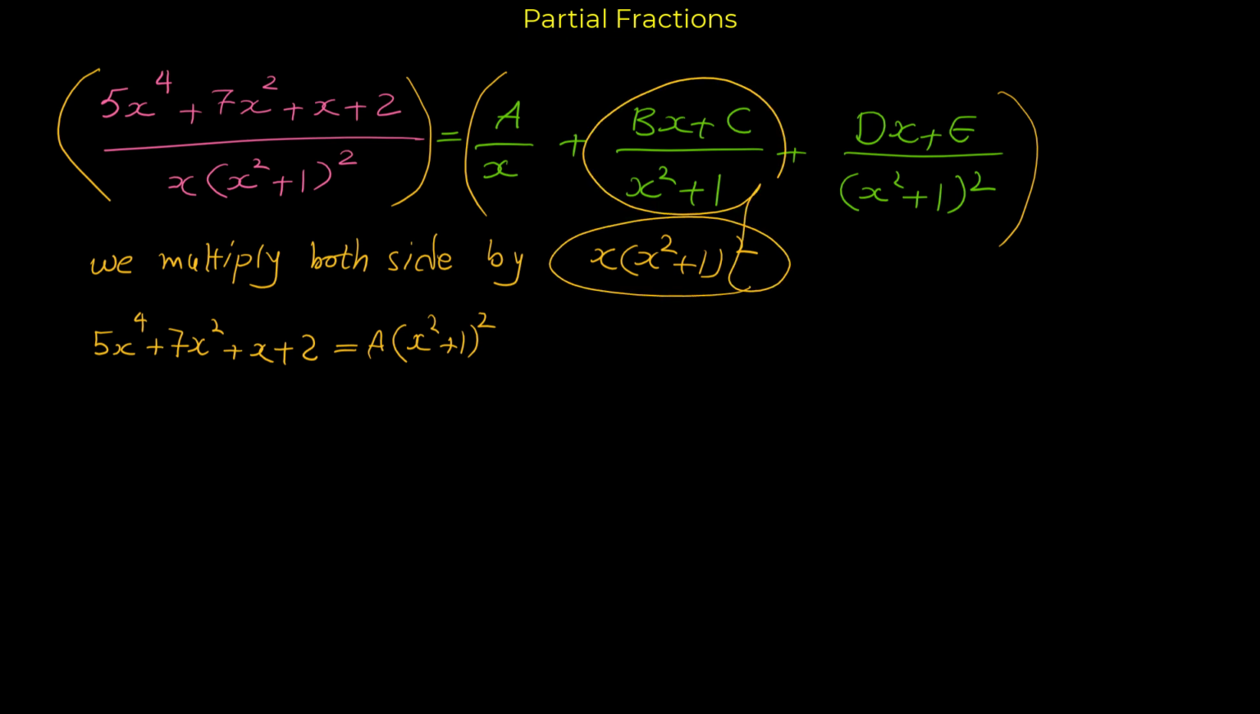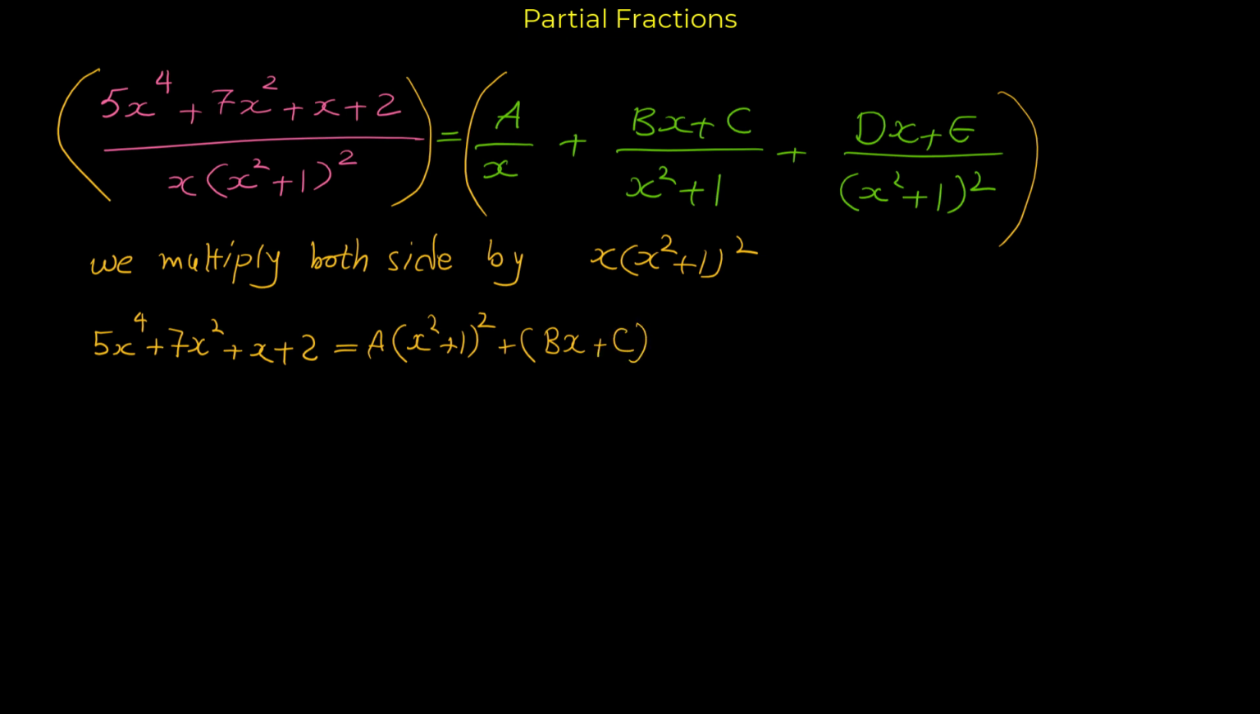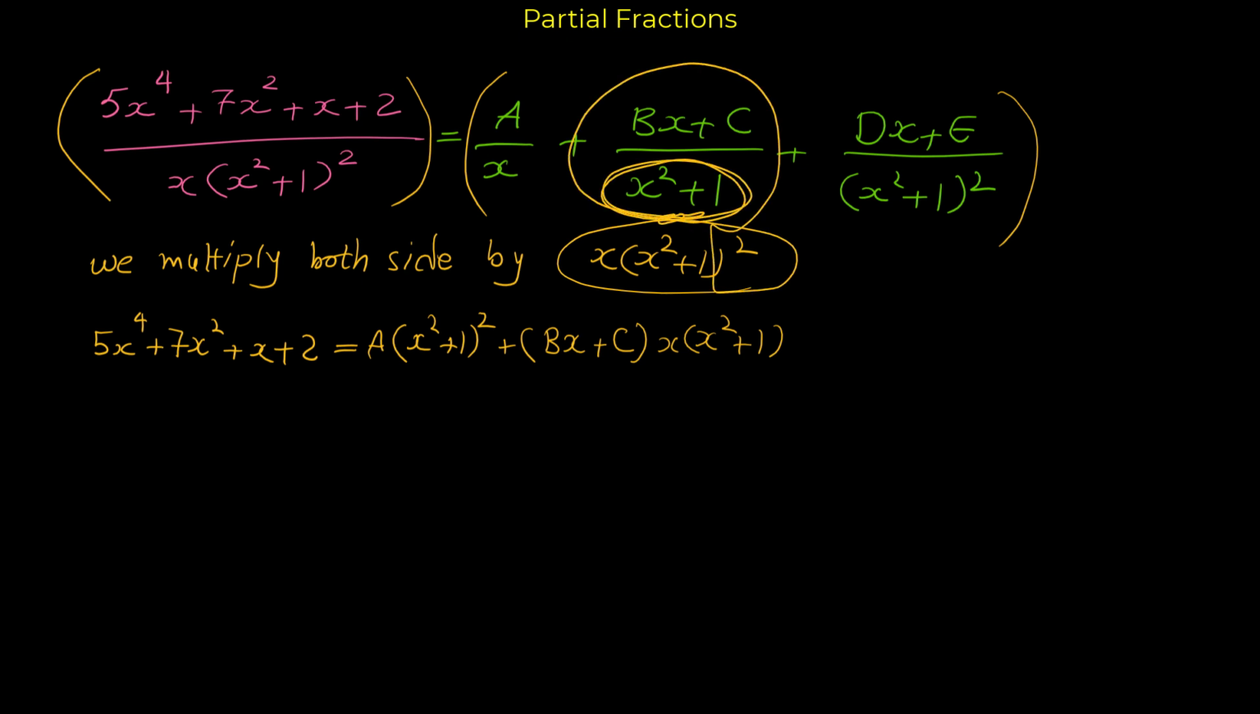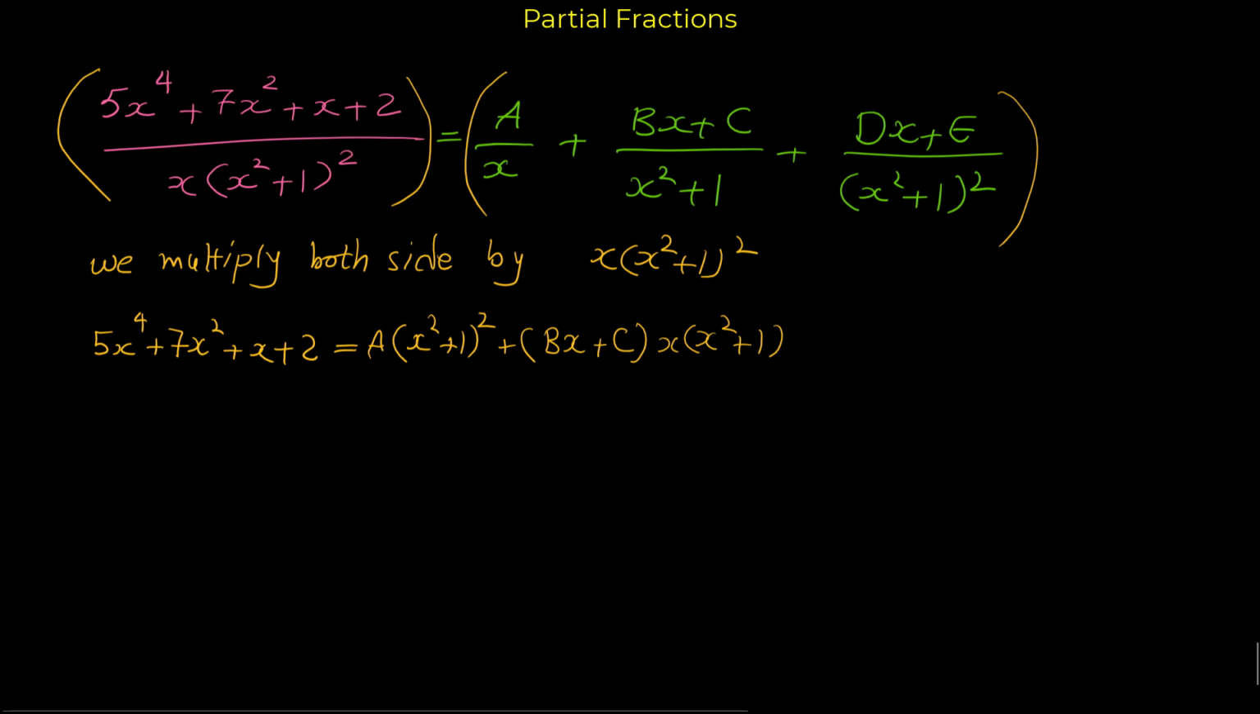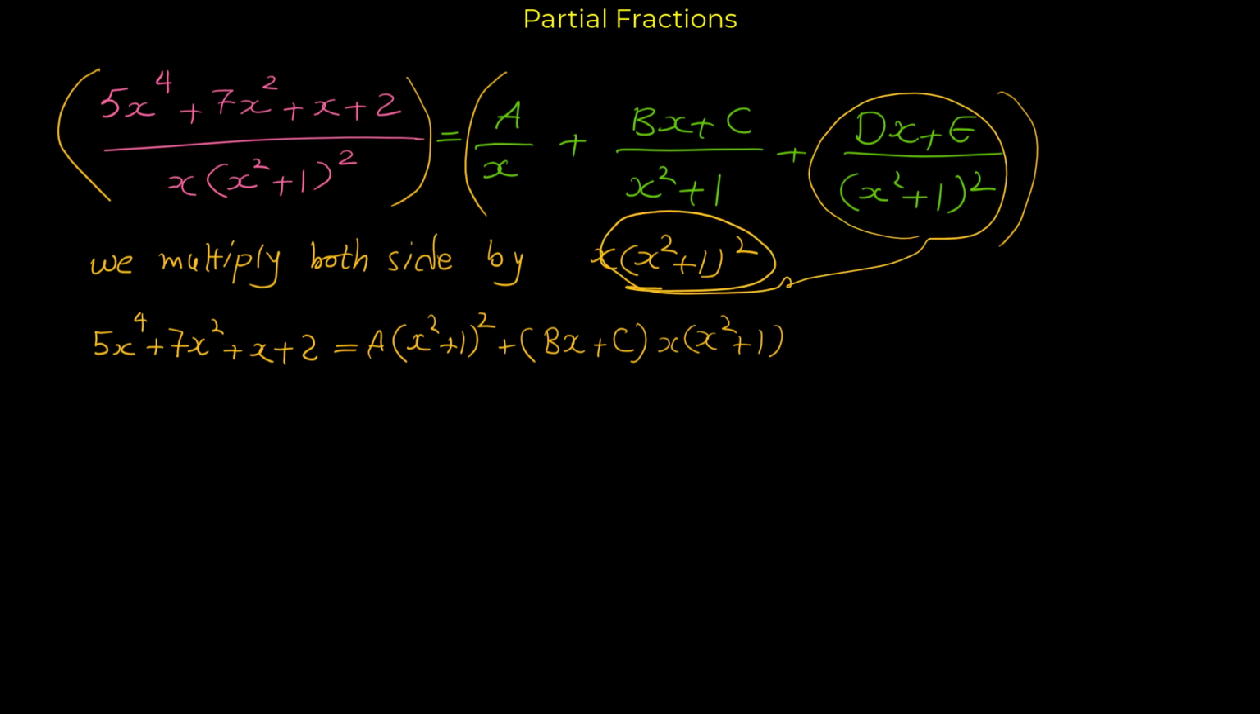When we multiply the second fraction, we have (bx + c) times x times (x^2 + 1). Attention, when we multiply this fraction, one (x^2 + 1) cancels with one of these, so one (x^2 + 1) remains. So we have this. And finally, when we multiply the last fraction, this completely cancels with this, and we only have (dx + e) times x.